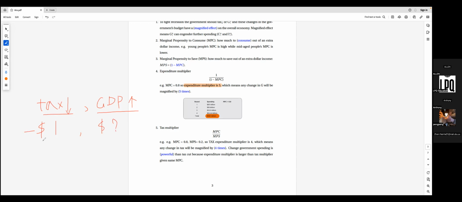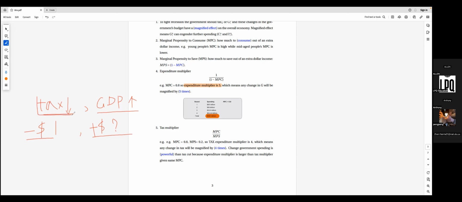Okay, we cut taxes, so it's a negative number. GDP will increase, so before the question mark, it should be a positive number. But what is the quantitative relationship between these two figures? To understand this question, you need to understand this.